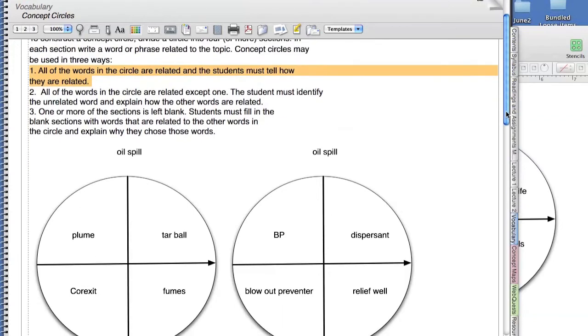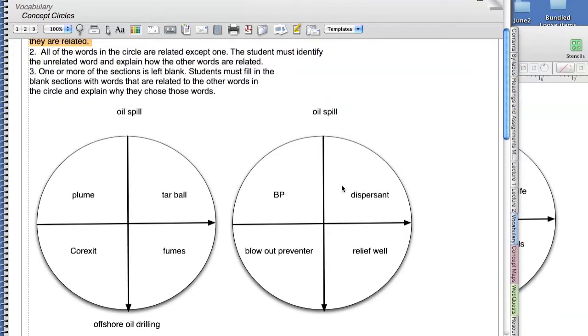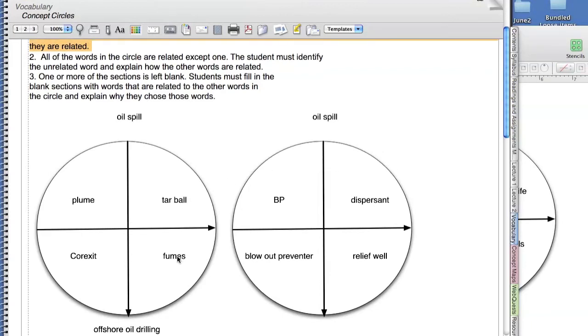Okay, so in the first case, I'm showing you two concept circles, and I've grouped four words that really indicate there's some type of relationship here. Tarball, fumes, Corexit. Corexit is the dispersant to break up the oil spill, and plume. Plume is the sort of underwater phenomenon of super cold water mixing with super cold oil. Oil normally rises to the surface, but not so after it's been sprayed with a dispersant. And I've labeled that as the overriding idea here: oil spill. And again, I could write in four areas here: BP, dispersant, relief well, and blowout preventer. And we're talking about, you can see, the oil spill.